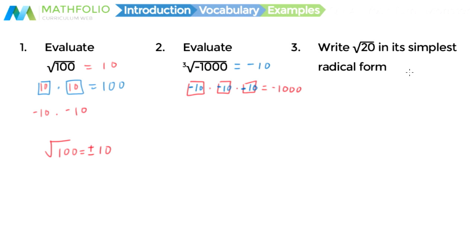Okay, number 3, this is also similar to the other one that we did earlier. Write the square root of 20 in its simplest radical form. So this would be the square root of 4 times 5. 4 is a perfect square, so we can pull that out, and the square root of 4 becomes 2. Radical 5 stays, so this is our answer, 2 radical 5.